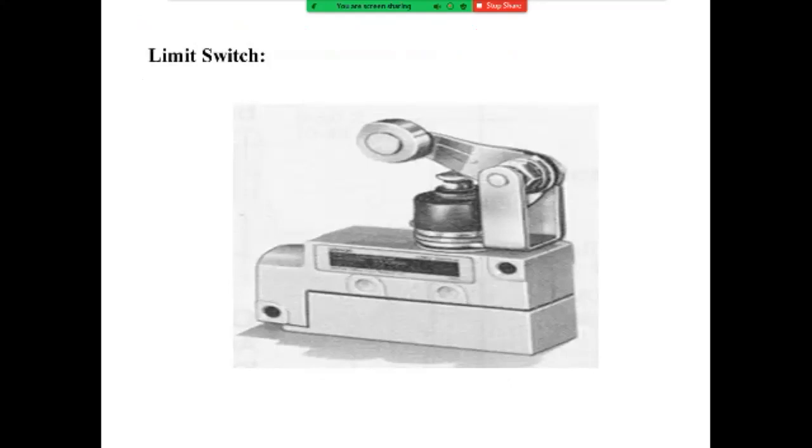Now, the figure indicates a limit switch. Generally, packaging industries use this type of switch, or for wrapping of material, generally limit switches are employed. These limit switches are usually not operator accessible. Instead, they are activated by moving parts on the machine.